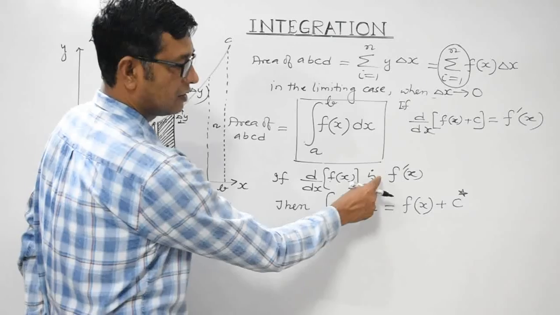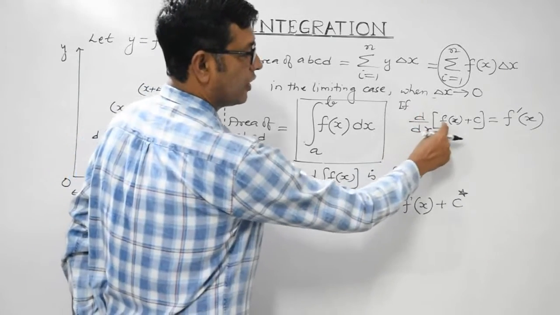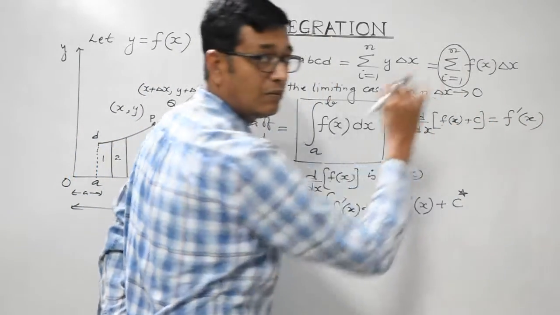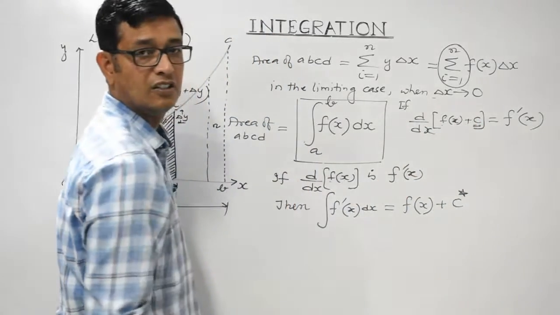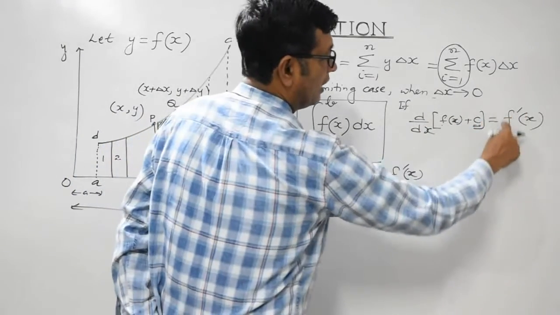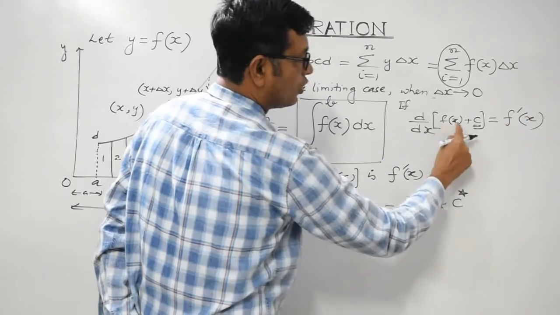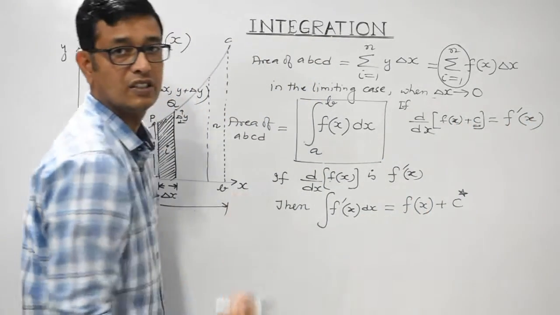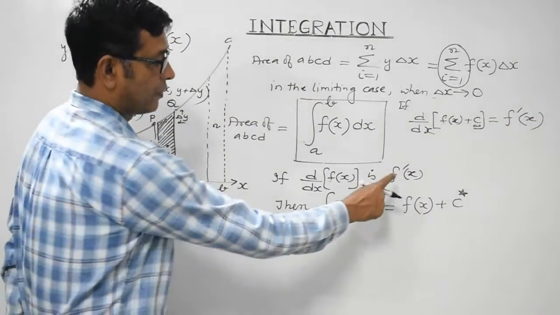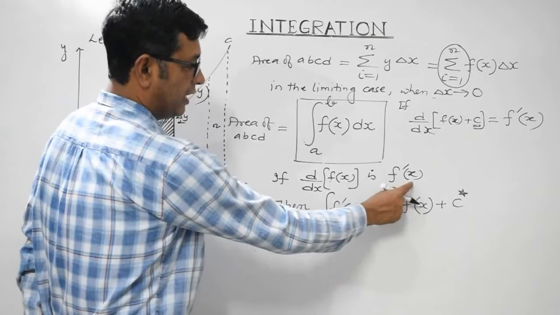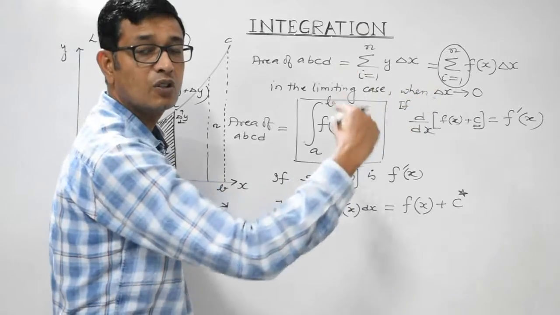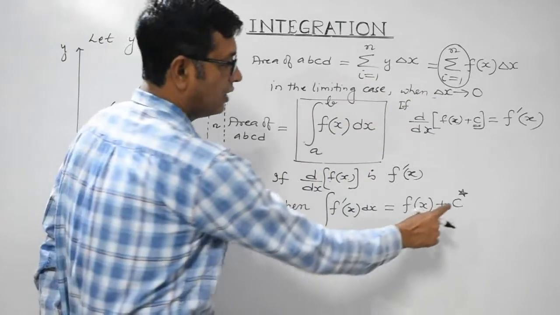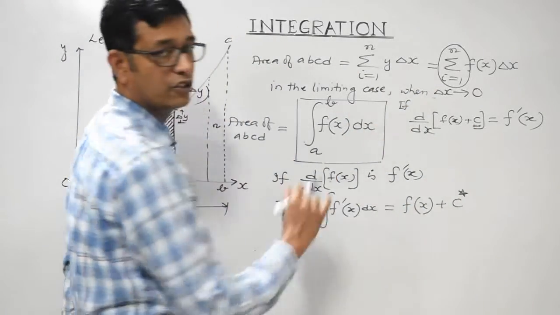Differentiation of f(x) is f'(x), therefore differentiation of f(x) plus any constant would also be the same, because, students, differentiation of a constant is always 0. Therefore, integration of f'(x) would be equal to f(x) plus c. That is what I have written. So this derivative can be obtained either by differentiating f(x) or f(x) plus some constant. So that is why the constant is to be introduced.